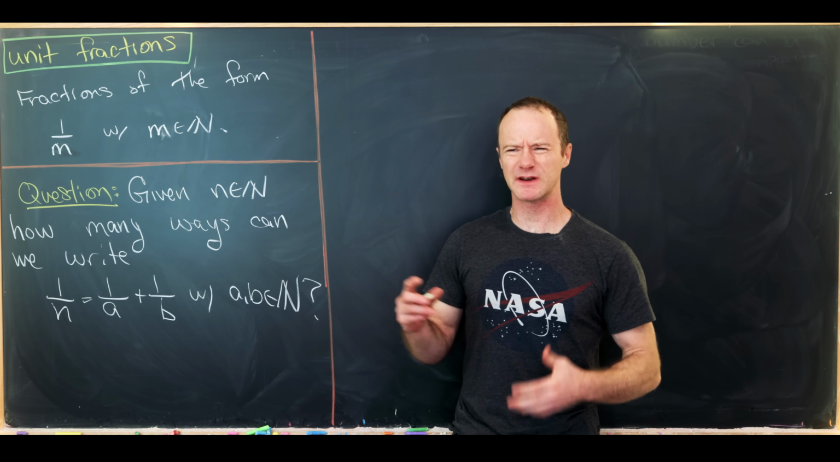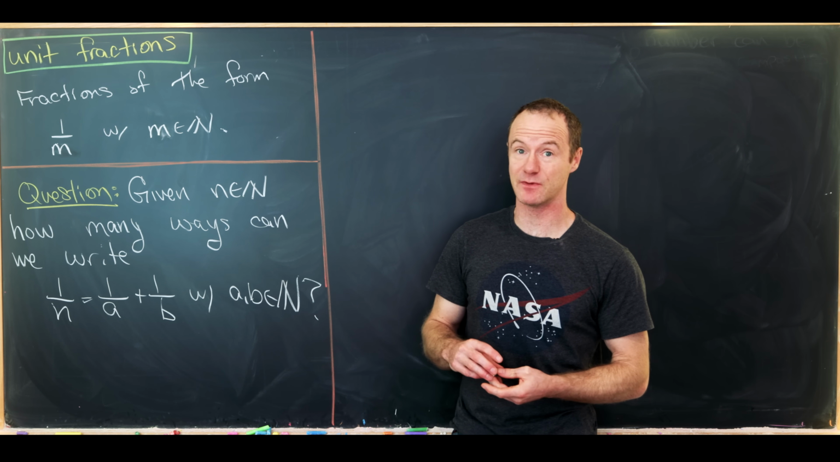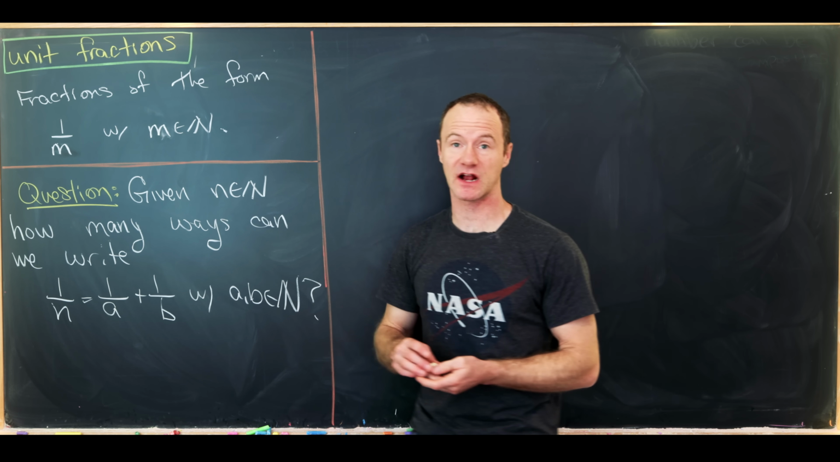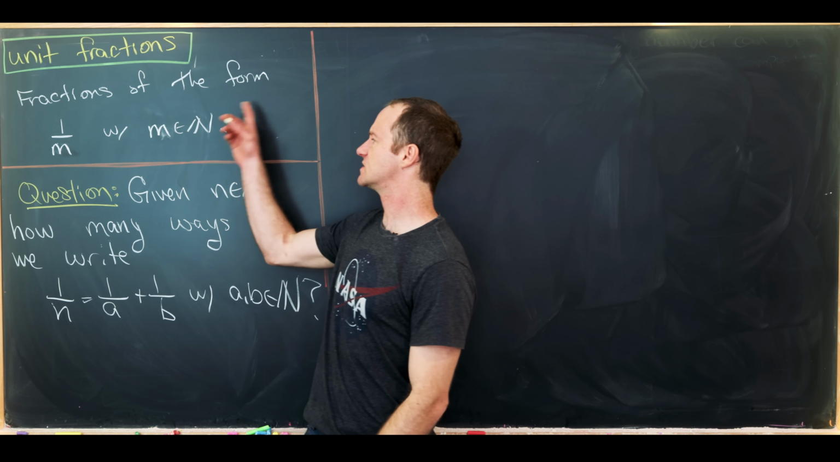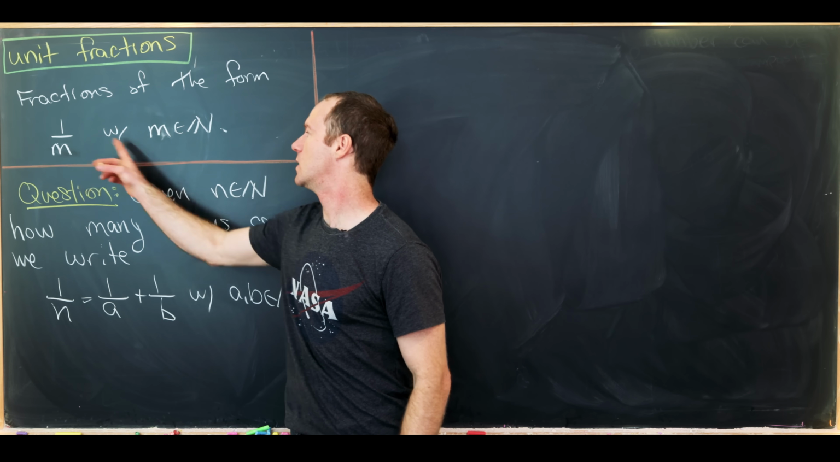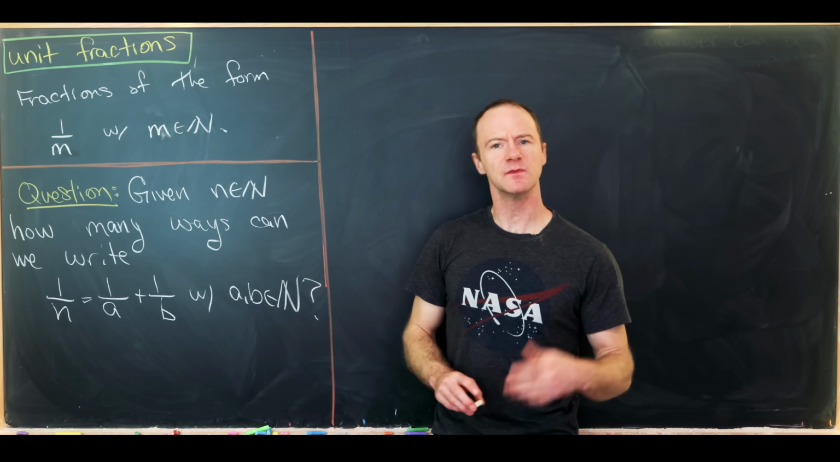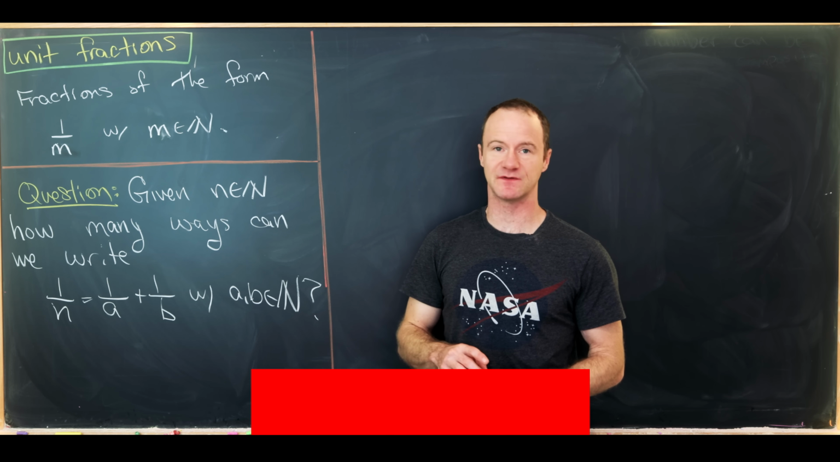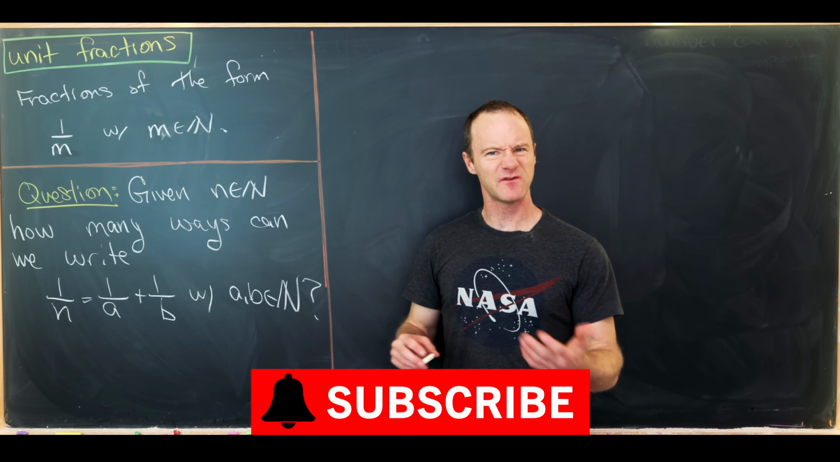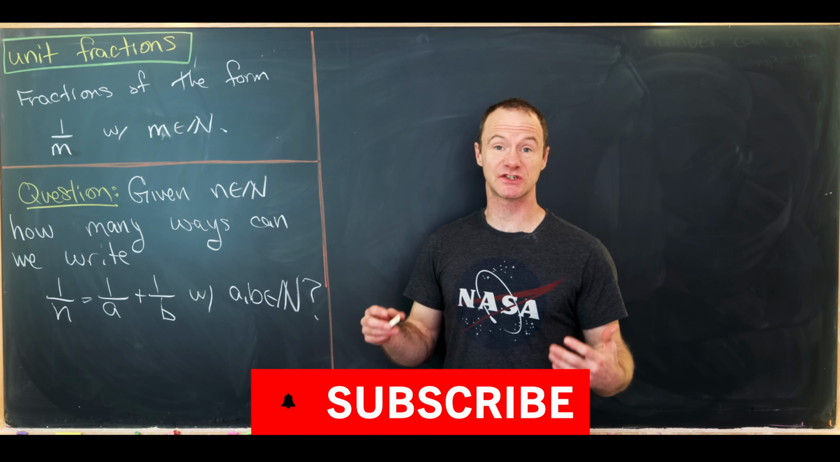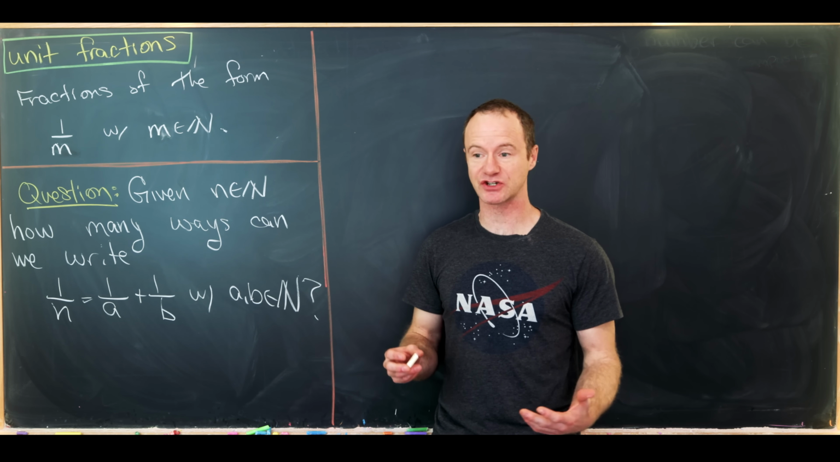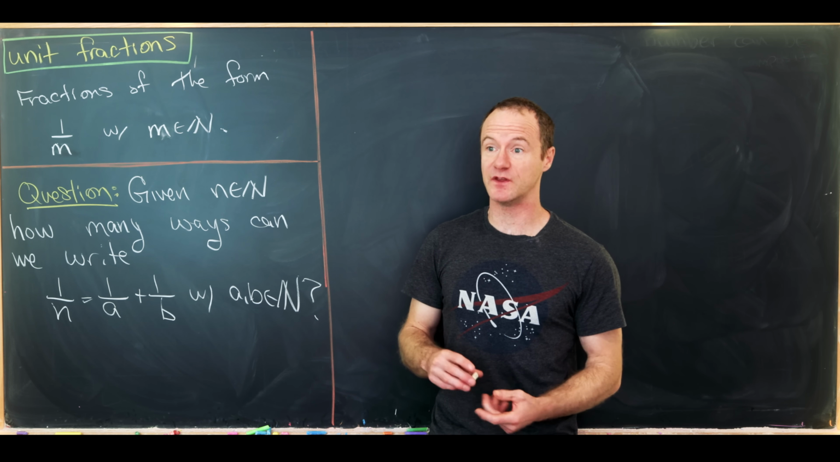Today we're going to talk about what is maybe the most basic type of fraction, and that is a unit fraction. So those are fractions of the form 1 over m, where m is a natural number. So in other words, just reciprocals of natural numbers. And in fact, I think most historical developments of the rational numbers start with the unit fractions.